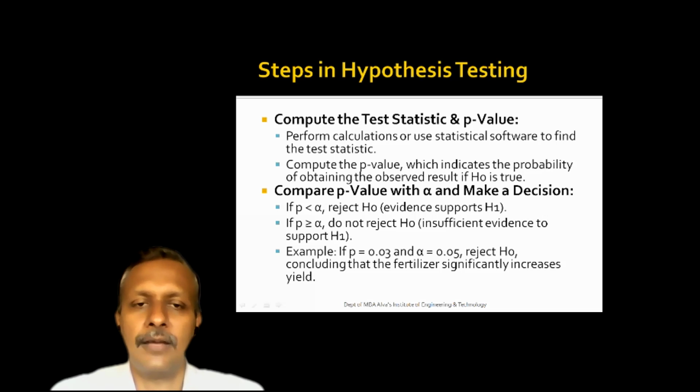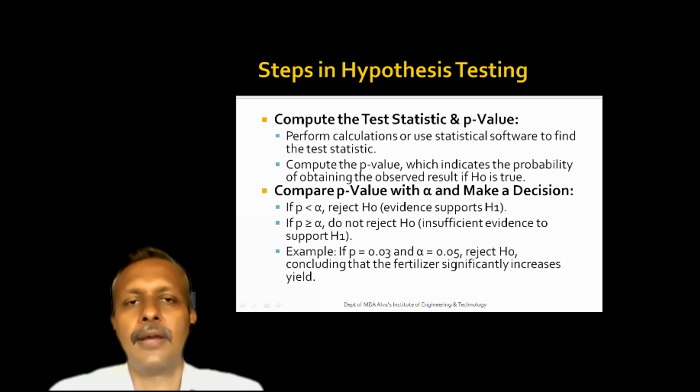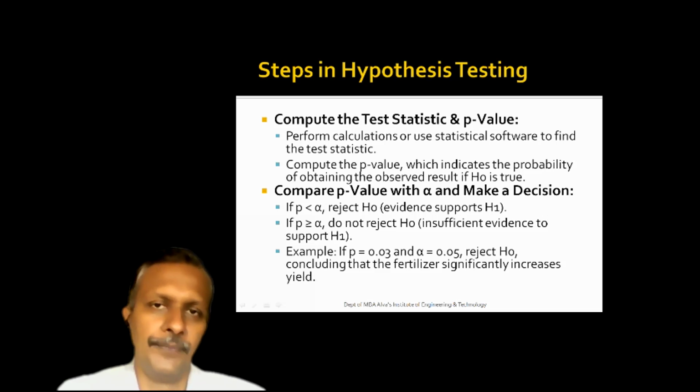So if p is less than alpha, then we have to reject the H naught, which provides sufficient evidence to support our alternative hypothesis, that is H1. If p is greater than alpha, then we should not reject the null hypothesis. There is insufficient data or evidence to support the alternative hypothesis, that is H1. For example, if the p-value is 0.03 and alpha is 0.05, then we need to reject the null hypothesis, concluding, with the previous example, that the fertilizer significantly increases the crop yield.